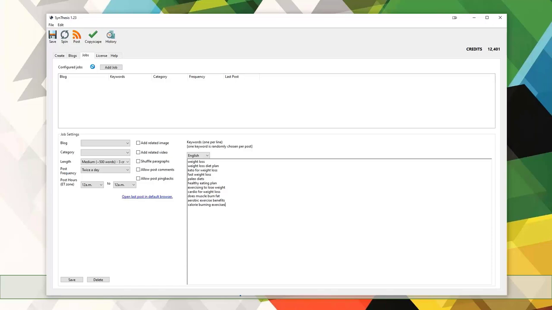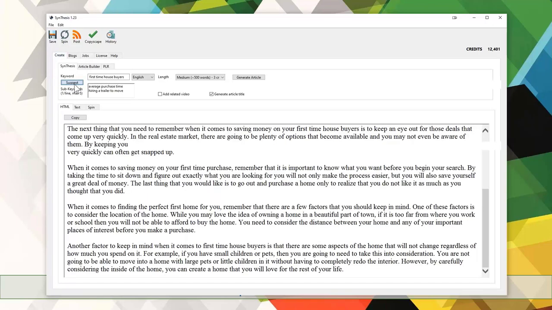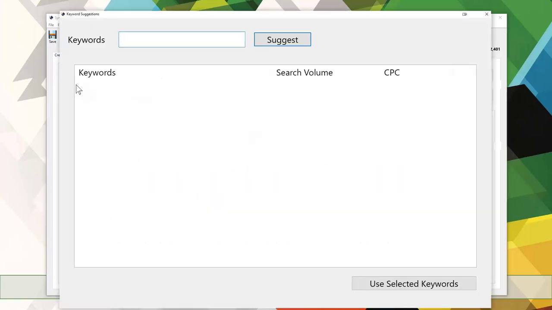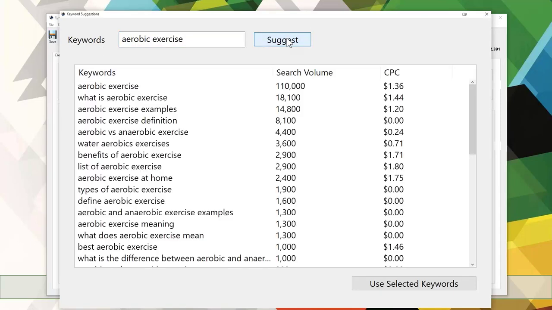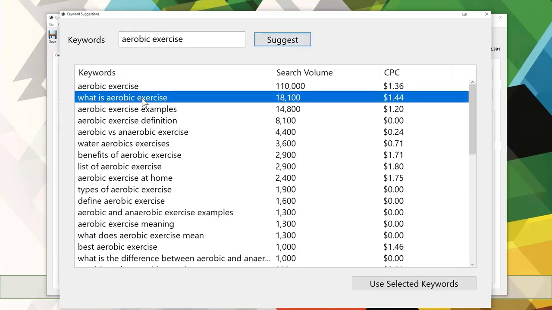This does require keyword research. Yes, I know. And you can use the suggestion tool. So let's have a look. Aerobic exercise. Let's see what else I can find related to that. So if we've now got a new topic of aerobic exercise on that blog to do with weight loss, it's related. Aerobic exercise is related to weight loss.